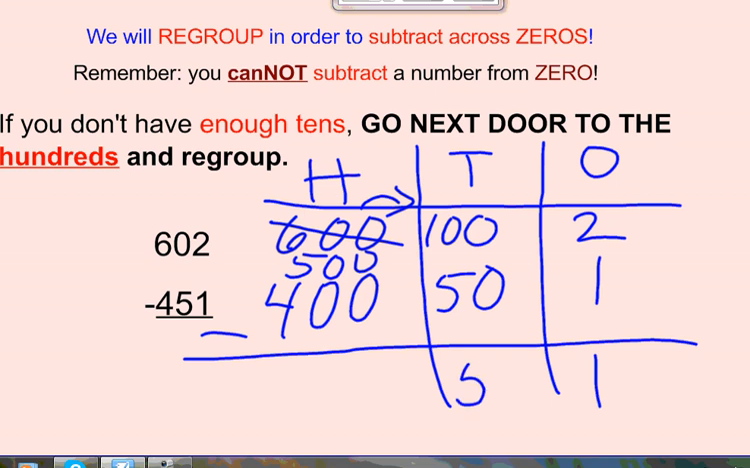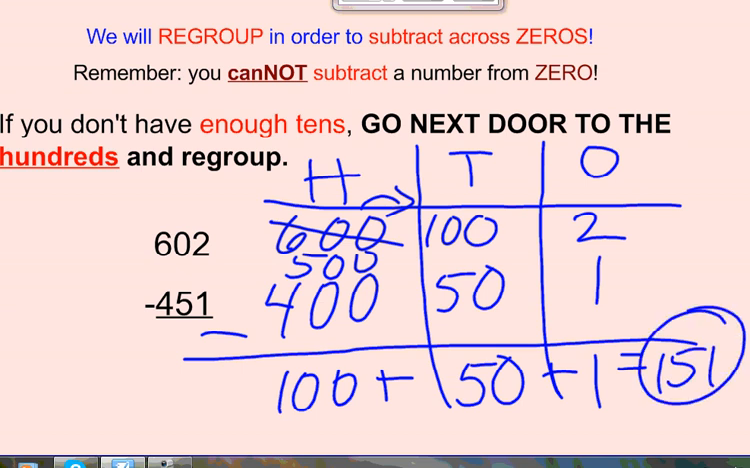100 take away 50 is 50. 500 take away 400 is 100. So I have an expanded number of 150 and 1. So the difference is 151.